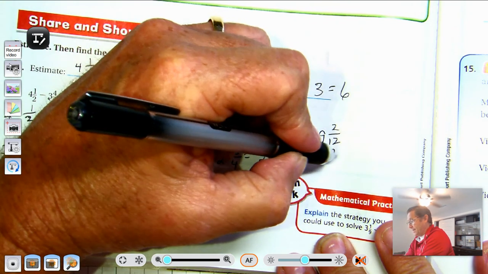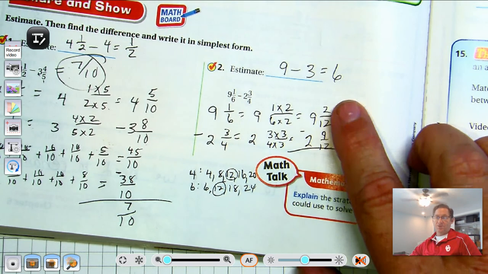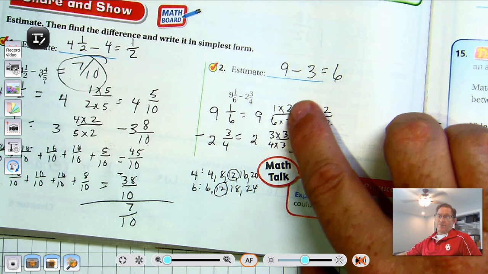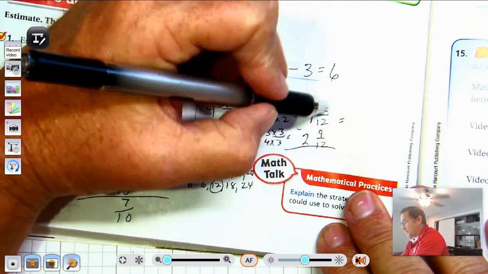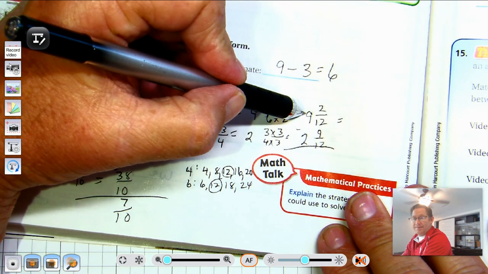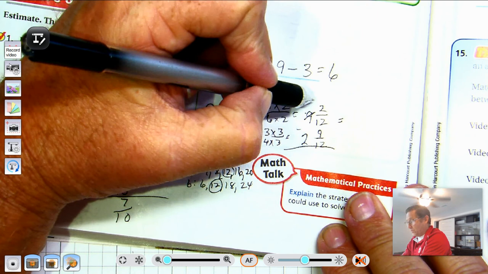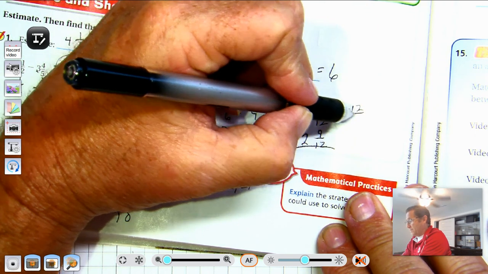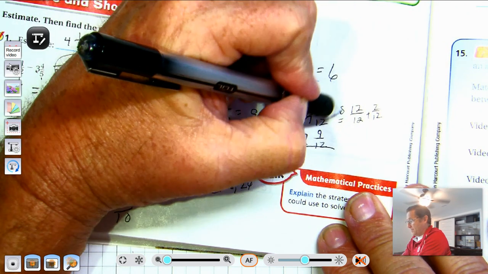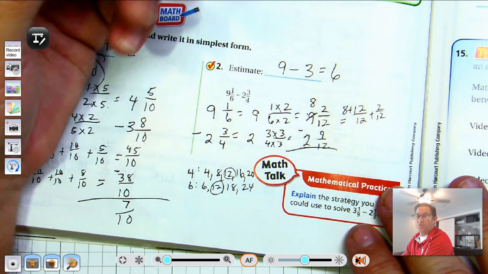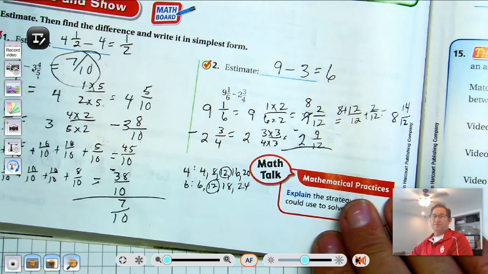And I would get 2 and 9/12. Well, I look here and I can't take 9 from 2. So I can rename the first mixed number. So I can take one of the whole numbers from the 9. In this case, I would trade one of the whole numbers for 12/12 plus the 2/12. So we have 8 plus 12/12 plus 2/12 equals 8 and 14/12.